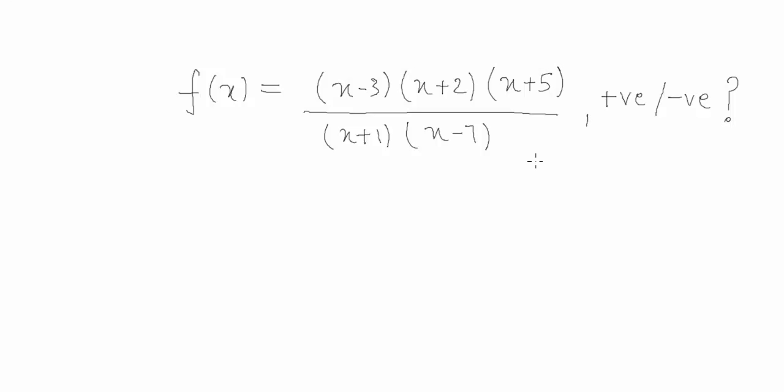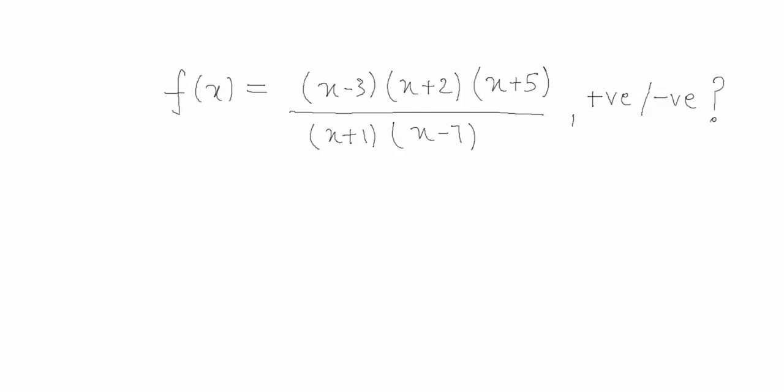So I have a function f of x, which is x minus 3 times x plus 2 times x plus 5, divided by x plus 1 times x minus 7. I want to figure out in what intervals this function is positive or negative or 0. How can I do that? Well, we can make use of the good old number line.